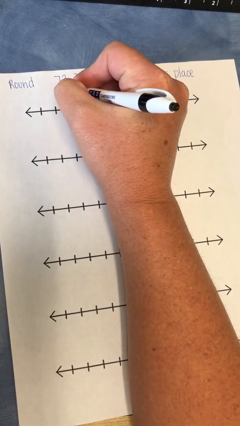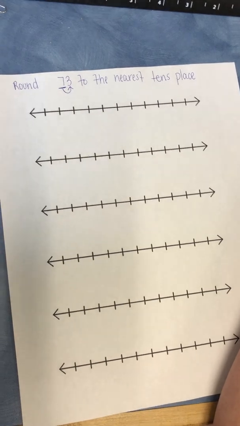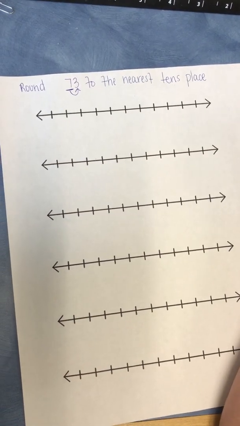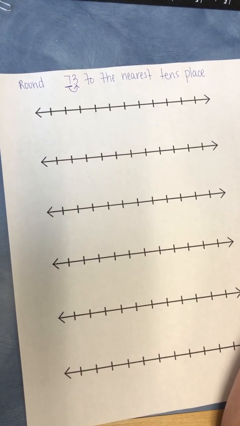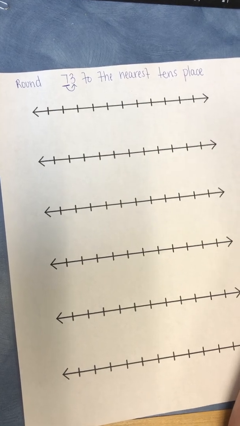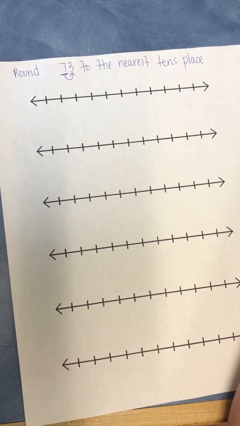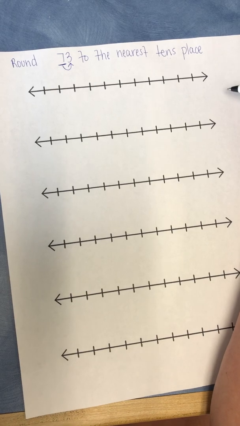So the rule says you look next door. If it's 4 or less, you leave it alone. If it's 5 or more, then you have to go up a value. That's the rhyme that you've probably all been taught, but we're going to look at how to do it on a number line today.